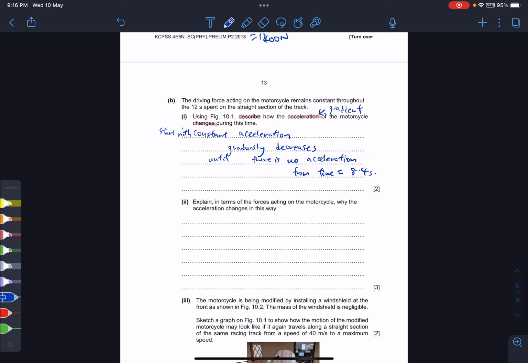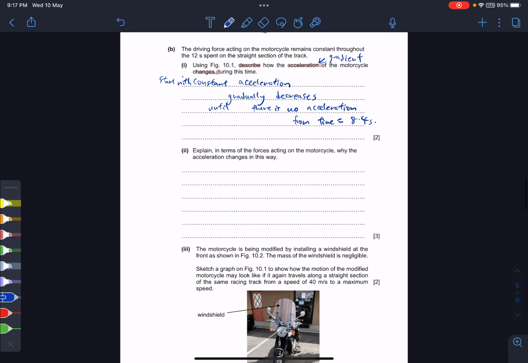Okay, next. Now you're supposed to explain in terms of forces. Why? So very simple. What happens is this. The question says the driving force of the motor is the same. If the motor force is the same, how come the acceleration is slower and slower? That means there must be something else. That something else is called air resistance. As you recall, when speed increases, your air resistance also increases.